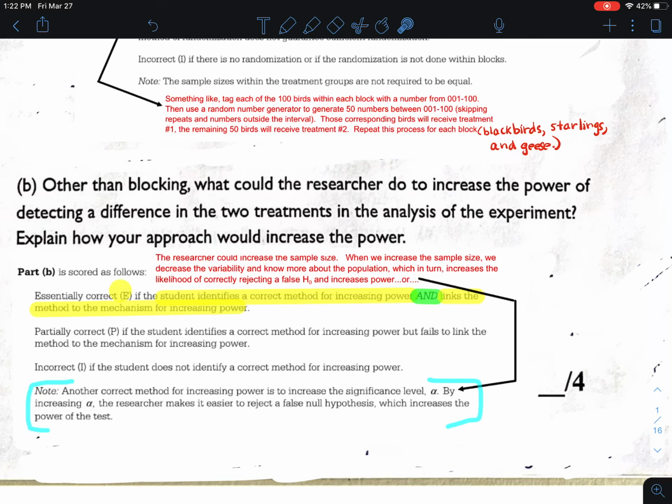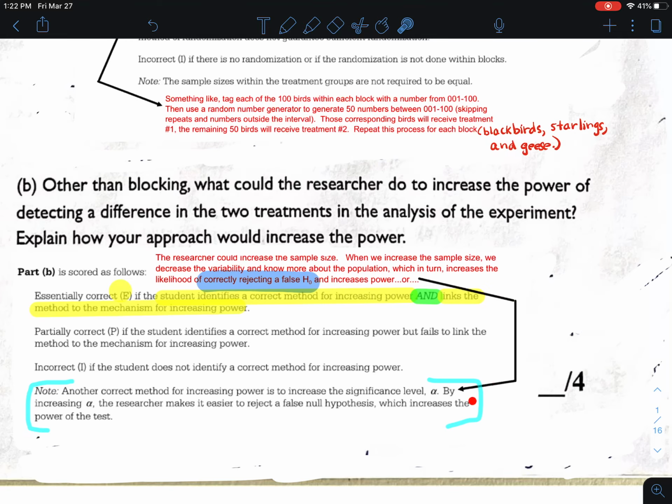You could say the researcher could increase the sample size. If you stopped there, you are only going to get a P on this because you're not linking how that's increasing power. You could say something like, when we increase the sample size, we are decreasing the variability, we're knowing more about the population. In turn, that increases the likelihood, remember this is what power is, correctly rejecting a false null hypothesis.